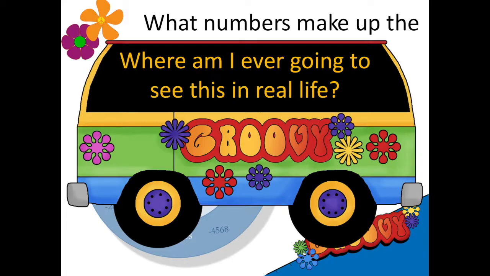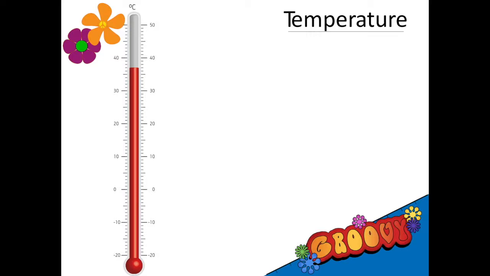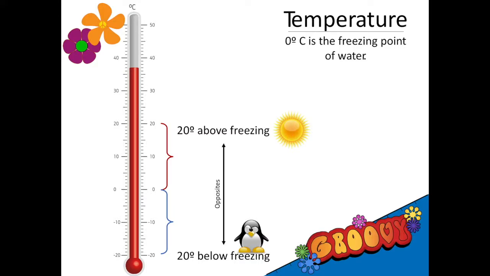Okay, now go ahead and ask your question. Where am I ever going to see this in real life? Always good to ask, and I'll tell you one place you see it all the time. Temperature. The number line with positives and negatives comes written right on most temperature gauges. As you may know, 0 degrees Celsius, or 32 degrees Fahrenheit, is the freezing point of water. 20 degrees above freezing would be a perfect spring day. 20 degrees below freezing? Well, that's the average April temperature in Antarctica. Those are definitely opposites.